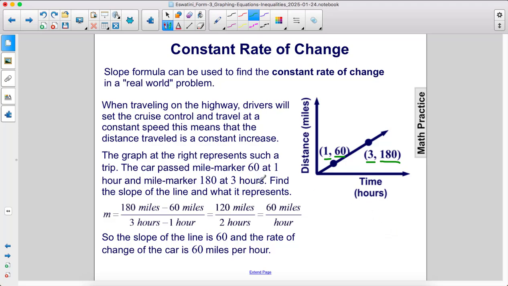The slope would be rise over run, so the y-coordinates are 180 minus 60. The run is in time, that's 3 minus 1. So that's 120 miles over 2 hours, which simplifies to 60 miles an hour. The slope of the line is 60, and the rate of change of the car is 60 miles per hour. The slope of a distance time graph is speed.